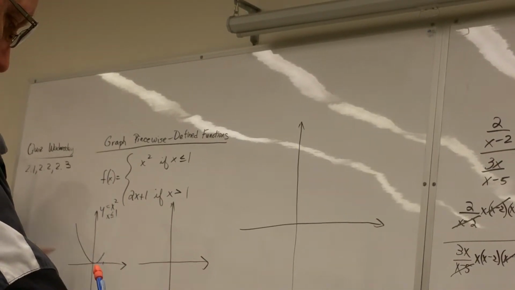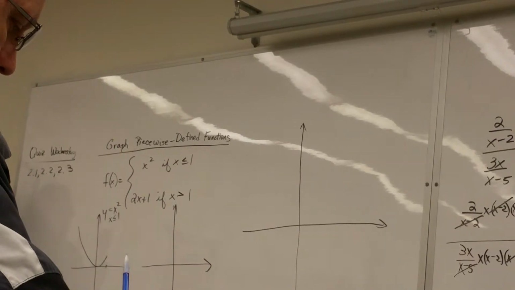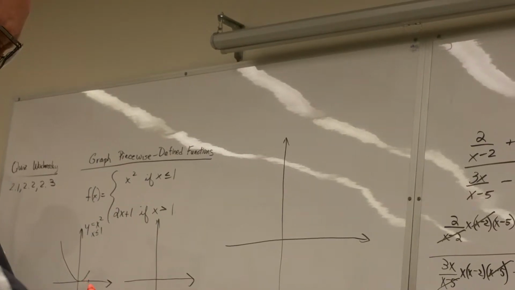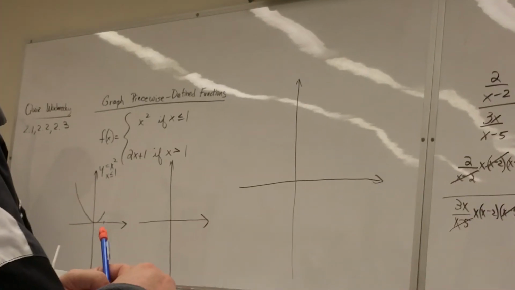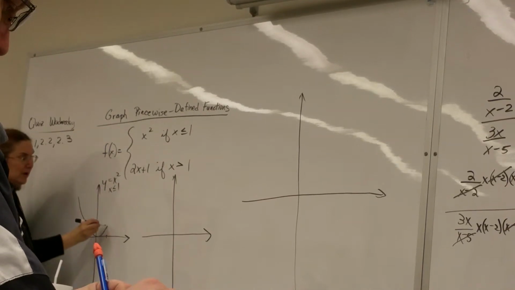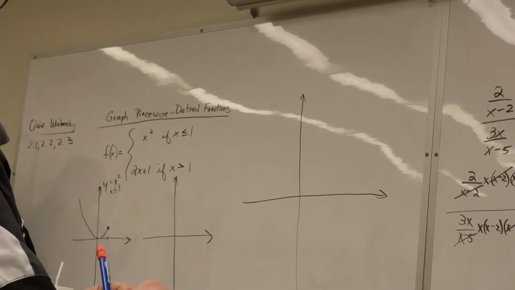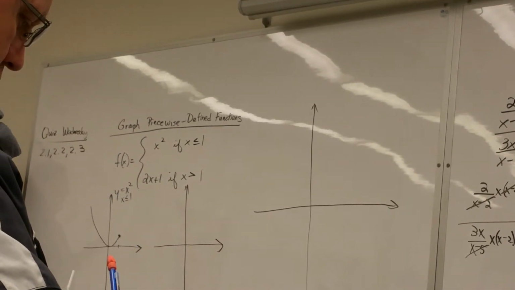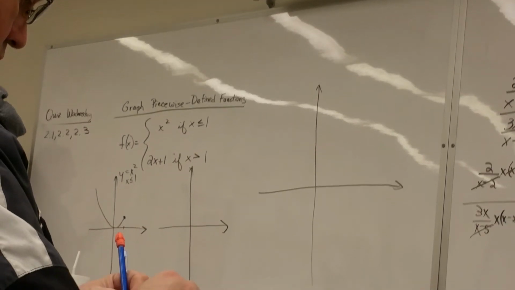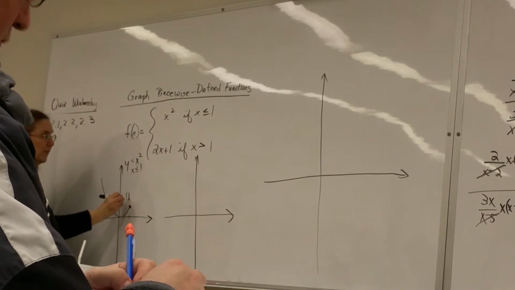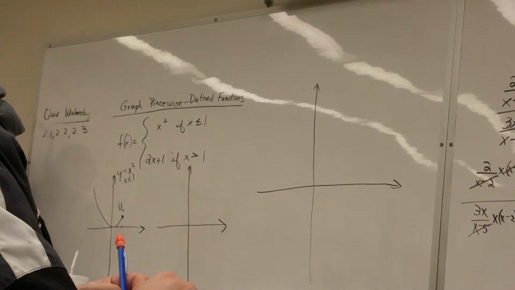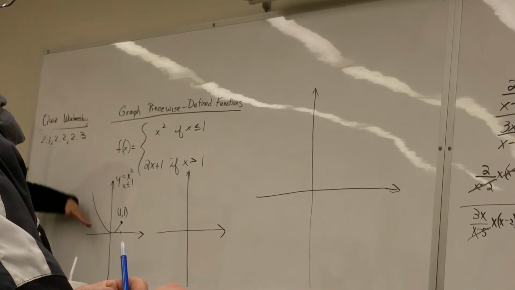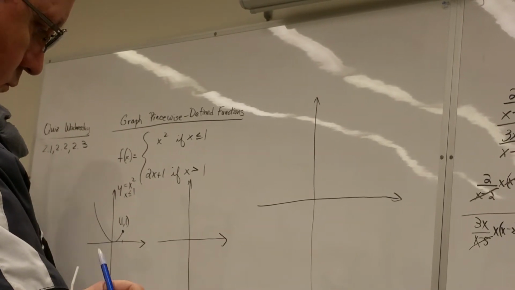Next big question. Do I want to include this endpoint, so do I want to put a solid dot there? Or not include it, where I put an open circle? Include it. Dot. Why? Because it's less than or equal to, so I want a solid dot there. Last thing I need to know for this piece is, what actually is that point? If I plug in 1 for x, what do I get for y? 1. So it's the piece of the square function that goes up to and includes the point 1.